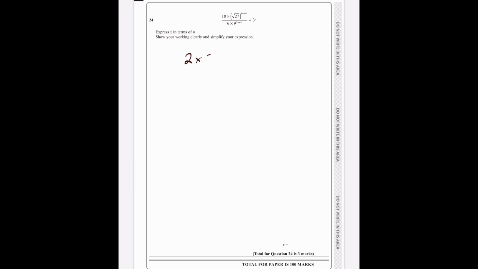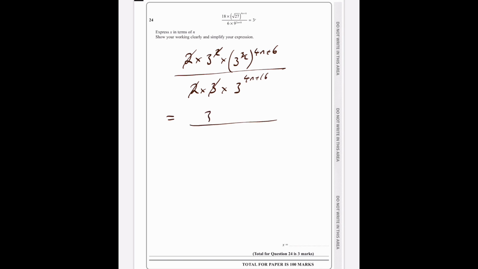Question 24, the indices one. The key to spotting what to do here is to write everything as powers of 2 and 3. So 18 is the same as 2 times 3 squared. The square root of 27 is the same as 3 to the power of 3 over 2. 6 is 2 times 3, and 9 is 3 squared. And I'm just going to make that 3 squared into 3 to the power of 4n plus 16. Cancel the 2s straight away. I'm cancelling a 3 as well.